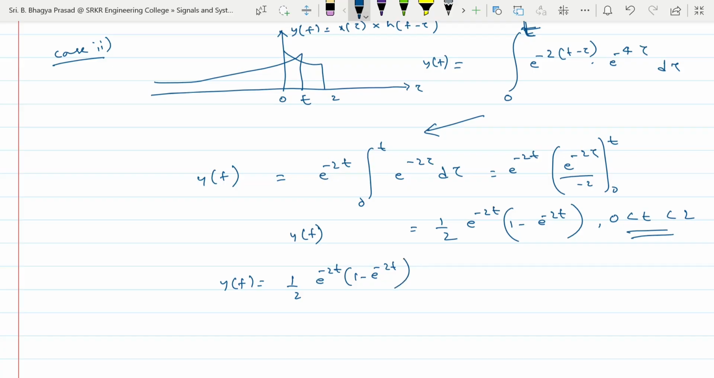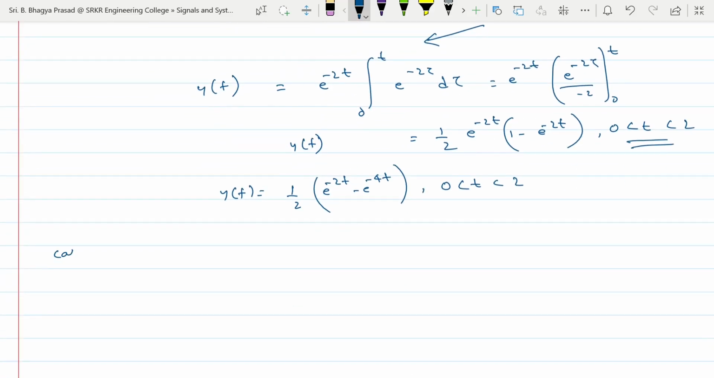So you can multiply that; let me rewrite it: e power minus 2t minus e power minus 4t, for t in the range of 0 to 2. So if t crosses 2, that will be another case, and this expression isn't valid for that one.